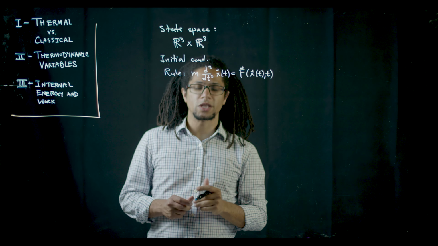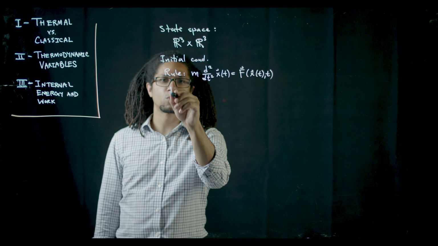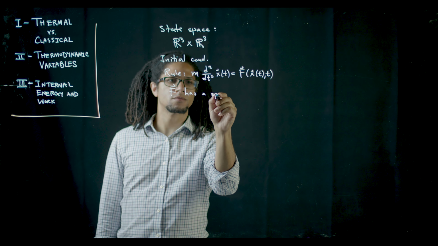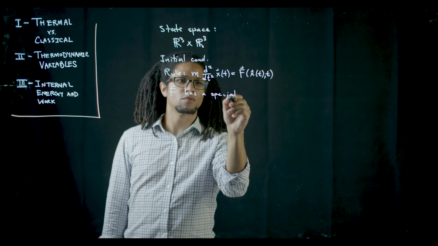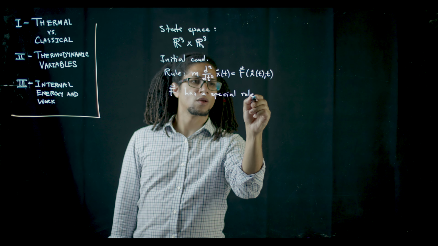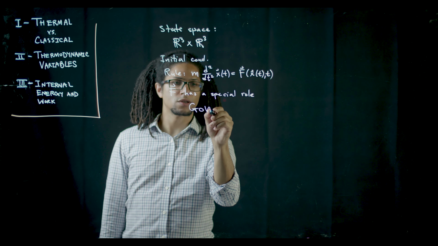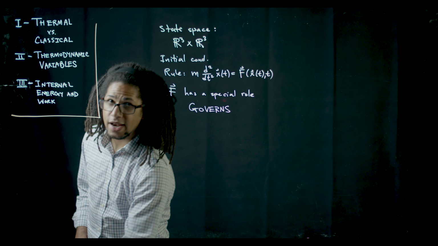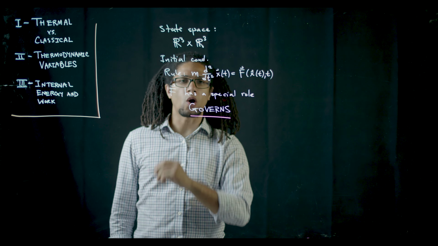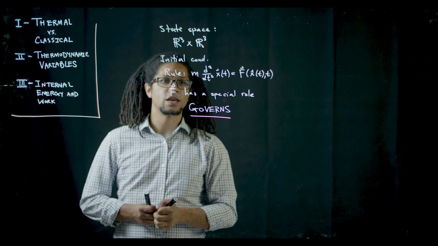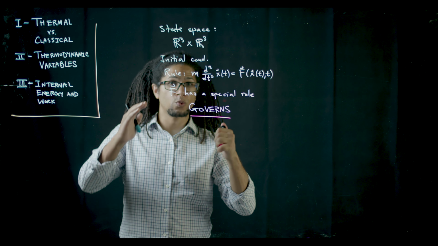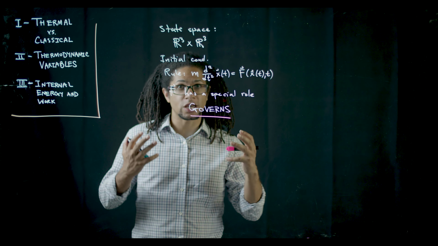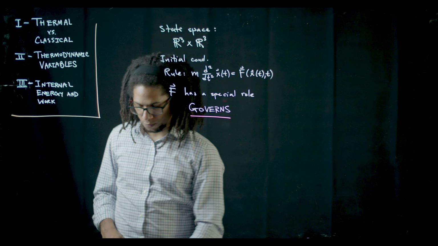Now, the key thing to realize here is that F has a special role in this theory. We say it governs the theory in the sense that F encodes all of the information that we need in order to say what this rule is that tells us about the dynamics. F isn't the rule itself, but it does encode the information we need to get the rule.